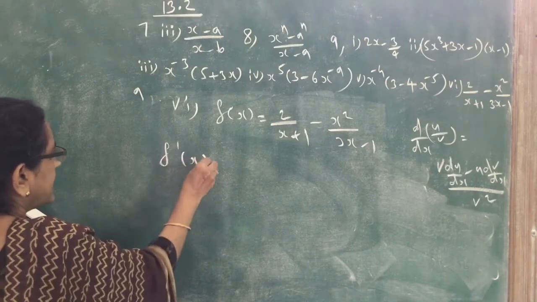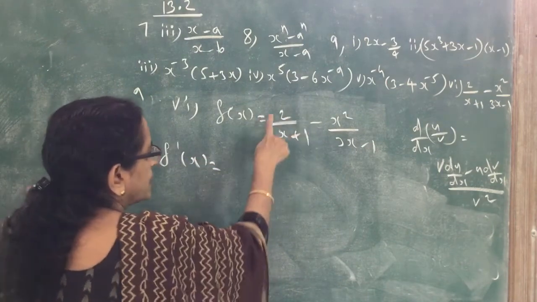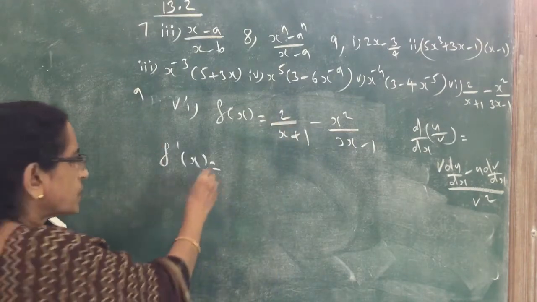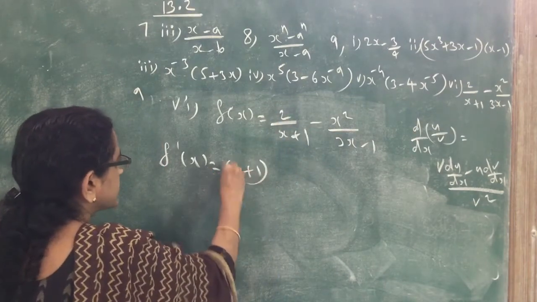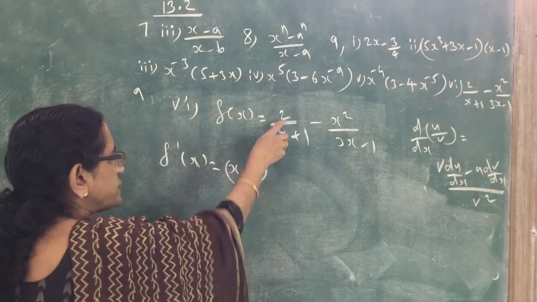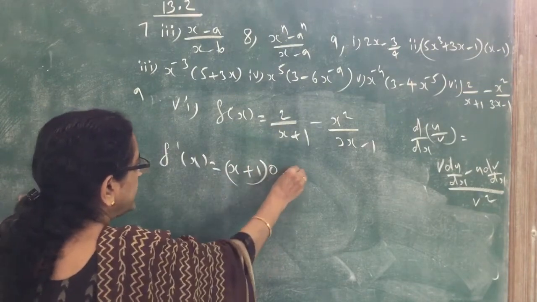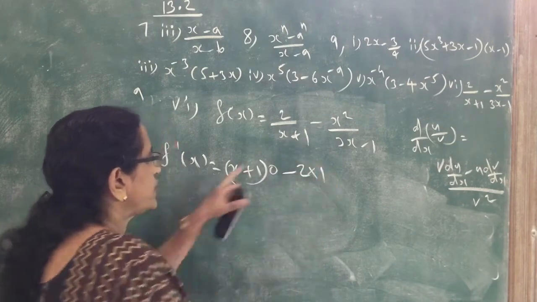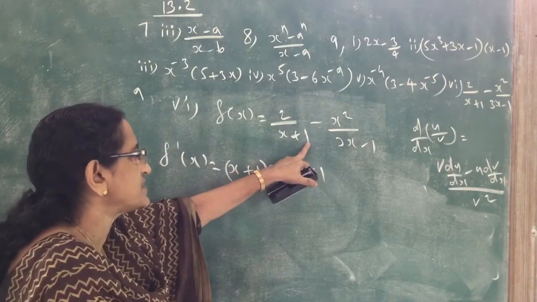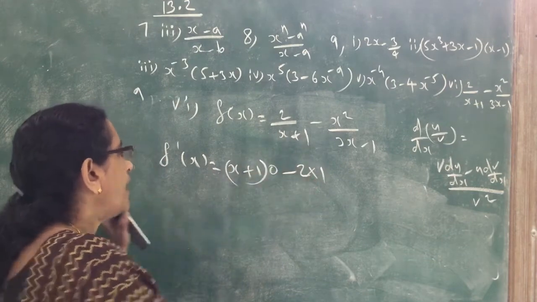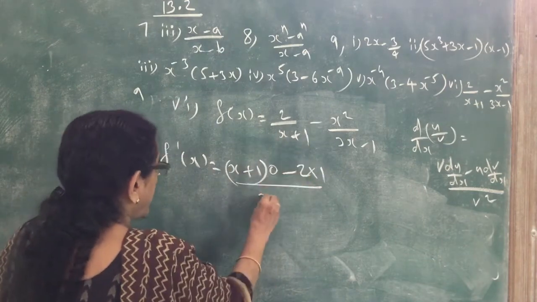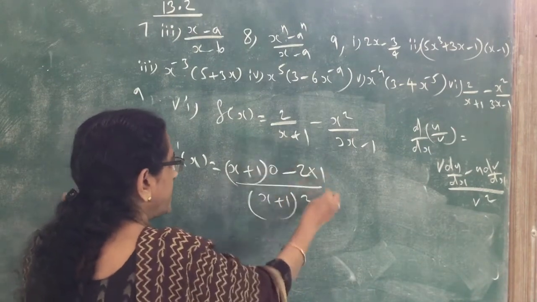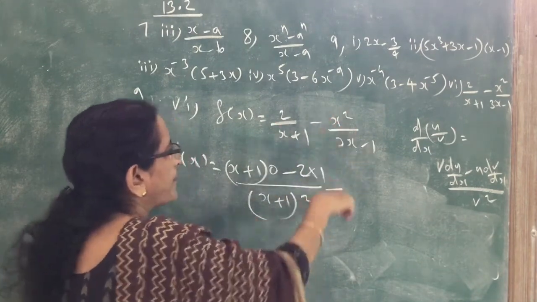F dash x equal to. To find the derivative of the first term, you have to apply the quotient rule. The quotient rule is denominator, x plus 1, into the derivative of 2, a constant, 0, minus 2 into the derivative of x plus 1, that is the derivative of x is 1 plus the derivative of 1 is 0, 1 plus 0 is only 1, whole divided by the denominator square, that is x plus 1 whole square. So that is the derivative of the first term.